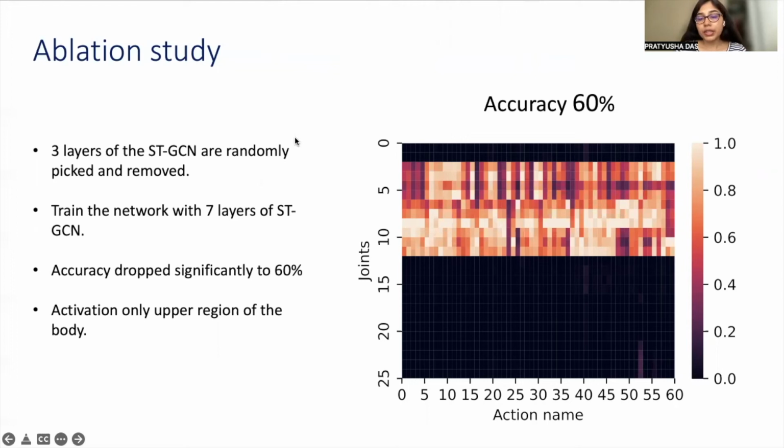The network needs more layers or more complicated layers to understand all the actions. When we have a smaller network, it is basically looking at the upper portion of the body to get the majority of the actions right. But still, the accuracy dropped to 60%, and this was a very interesting result.